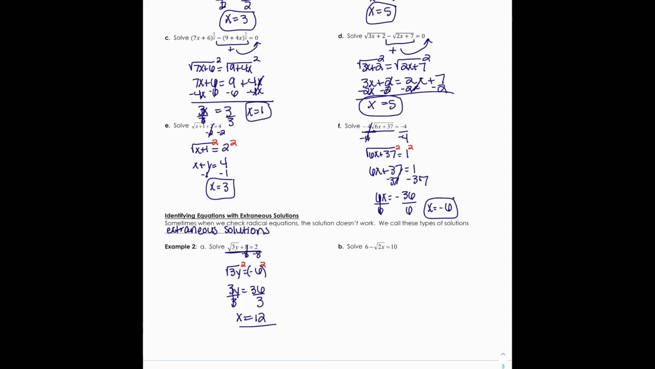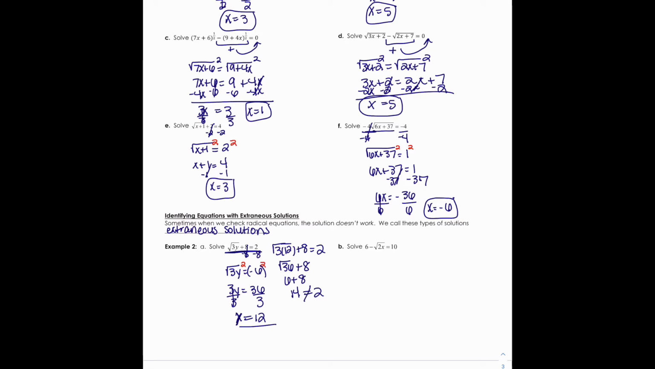So what happens here, when you take this answer and plug back into the original problem, I'm going to go back to my original problem right here. Square root of 3, oops, I changed it to x. There's a y, okay? So times 12 plus 8. I'm going to check to see that that equals 2. 3 times 12 is 36. Square root of 36 is 6. 6 plus 8 gives me 14. 14 does not equal 2.